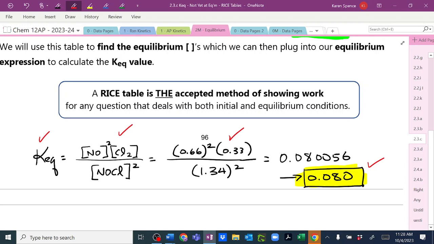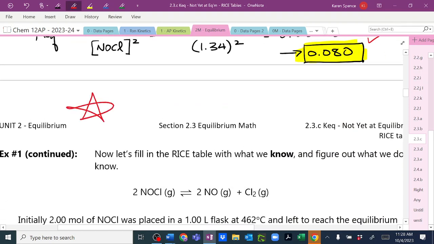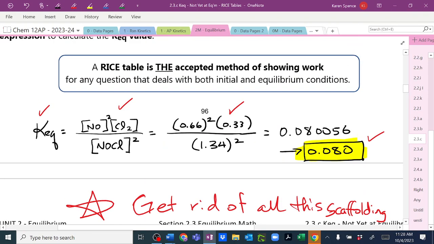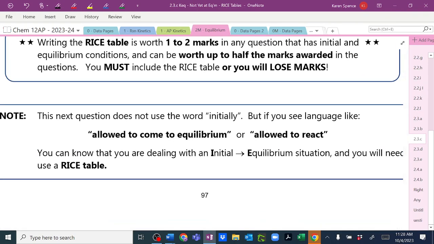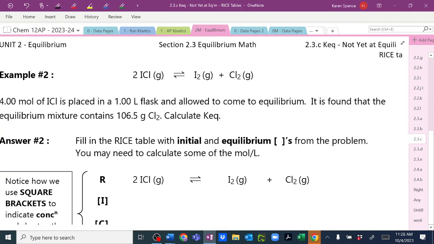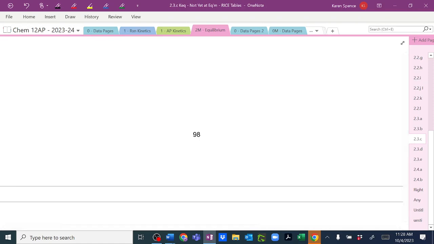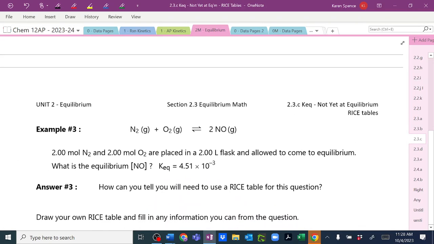Now, did I do my math right? That's always a big question. Yeah? Cool. Okay, I'm going to put a big note here that I need to get rid of all this scaffolding, because these are useless pieces of paper. Okay, so we were on 96. 97 is useless. So is 98. Okay, so 99.